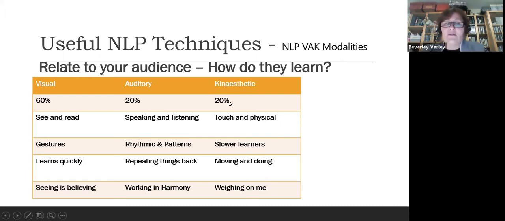And 20% of the population learns through a kinesthetic approach. This is touch, physical, manual. They are slower learners because they have to go through making a picture or making a sound with what they're doing. And they will often use language like, it's weighing on me, it feels heavy. So they have to describe things in how things feel.